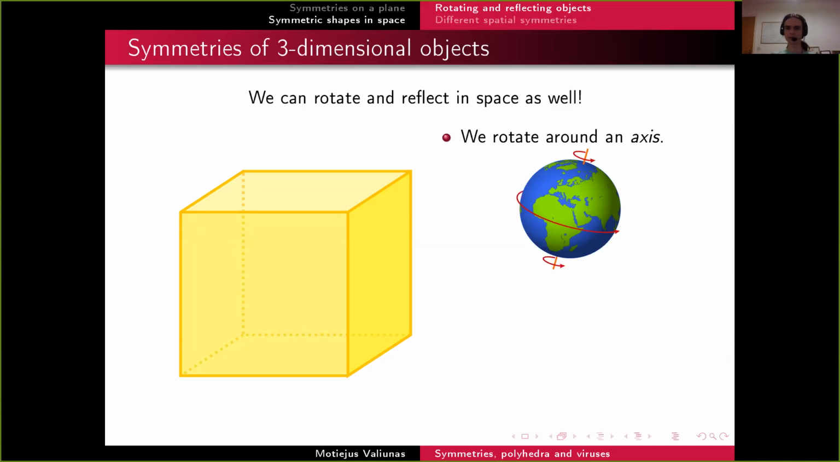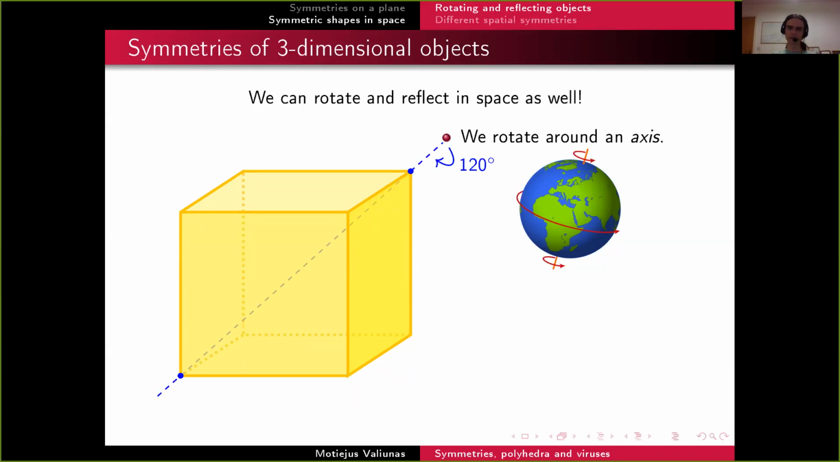So here, for instance, for a cube, we can take midpoints of 2 opposite faces, and if we put our fingers in these midpoints of 2 opposite faces, we can rotate the other parts of the cube by 90 degrees. That's a quarter of a turn, and we get the same cube. Or we can take 2 opposite corners of a cube and rotate it 1/3 of a turn by 120 degrees.